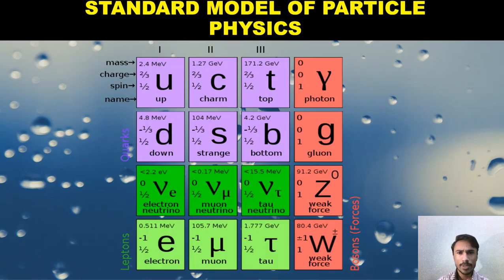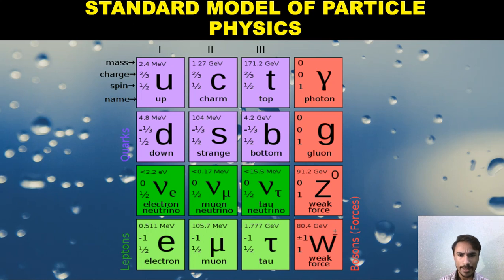This is a picture of the standard model of particle physics. In the standard model, there are different particles, and every particle has different properties, different masses, and different spins. In the topmost row, you are seeing the family of quarks. There are six quarks: up, down, charm, strange, top, and bottom. These six quarks have different spins and different masses.